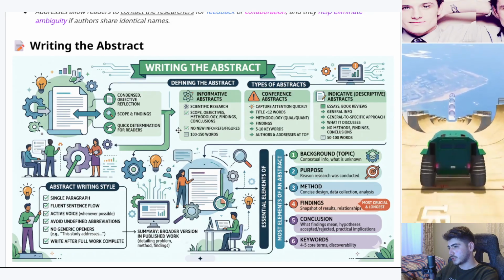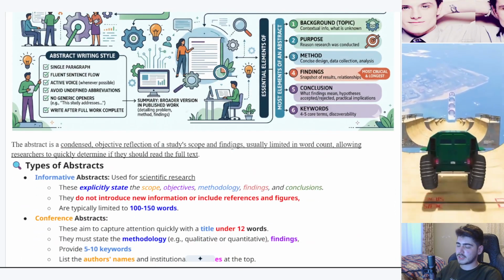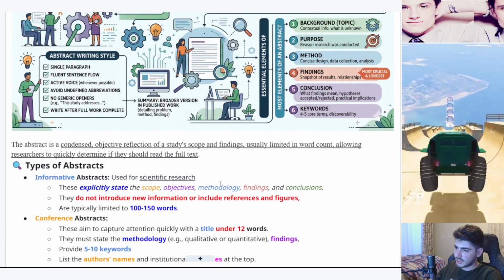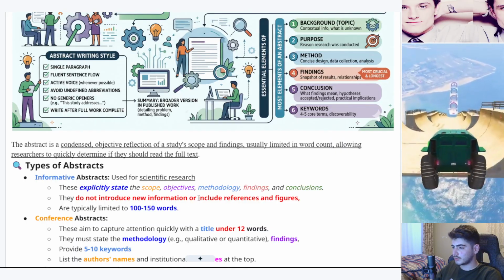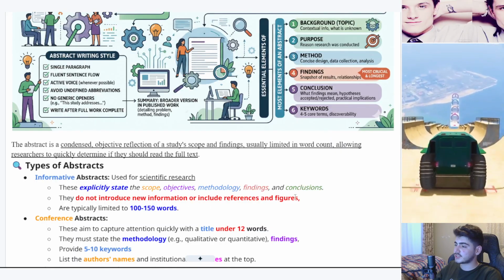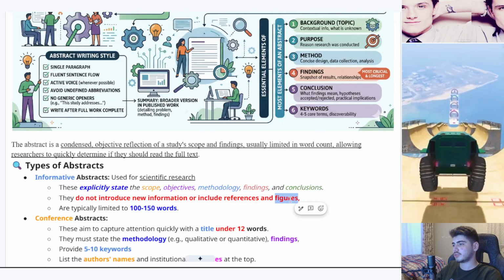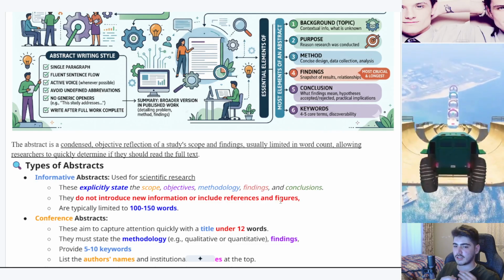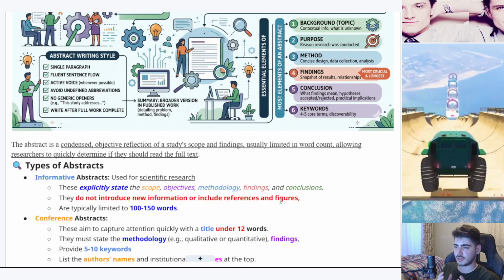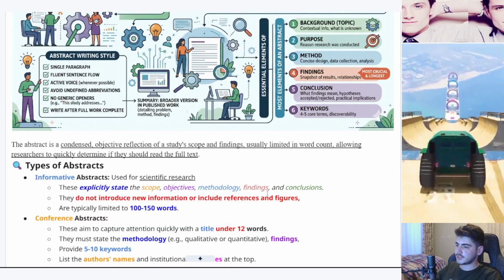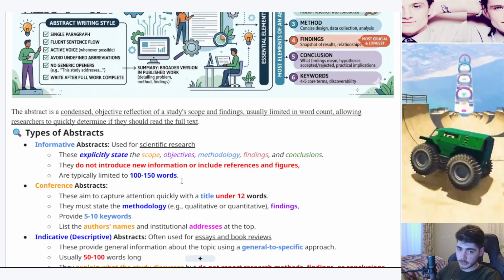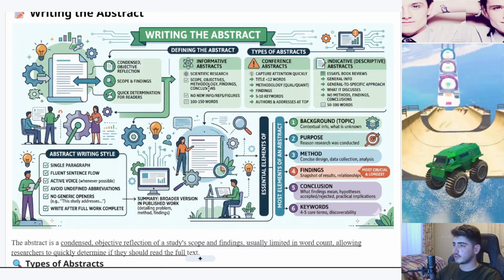And you also want to make sure that there's no new info listed here, like they don't introduce new information or include references and figures. You're not trying to actually go through with the research report. You're just trying to give like a rough summary of everything. And these are typically limited to 100 to 150 words, which is quite enough.